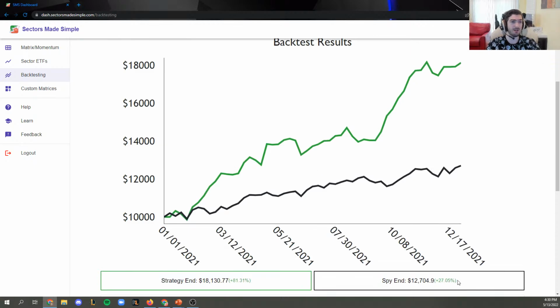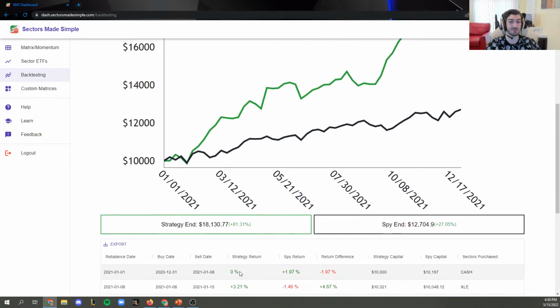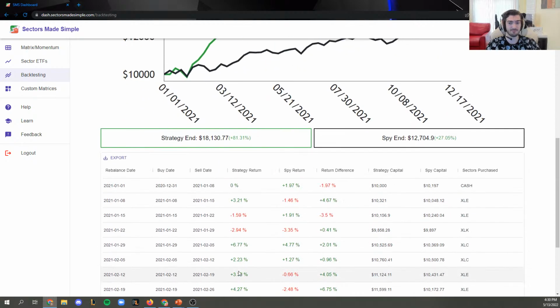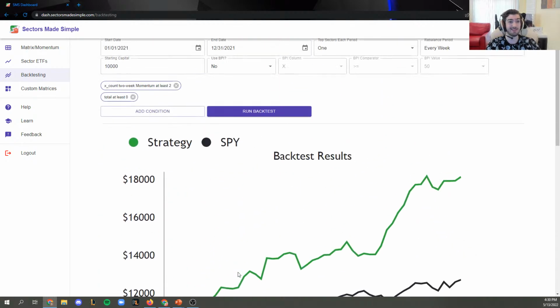If you had bought and held the S&P 500 ETF SPY, you would have made 27% return. If you had invested with this matrix strategy, with the exact process I just showed, X count momentum of 2 or more for 2 weeks, you would have gotten 81.3% return. And that's it. That's the entire strategy.